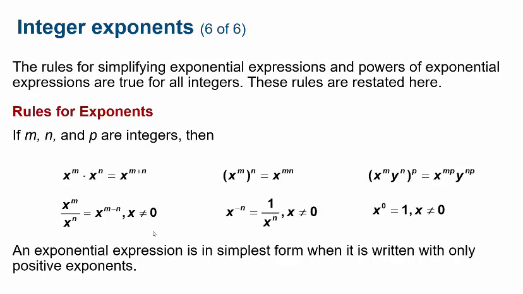The rules for simplifying exponential expressions and powers of exponential expressions are true for all integers. So here are all the rules that we have talked about so far in this class for simplifying exponential expressions. An exponential expression is in simplest form when it is written with only positive exponents, and this is also important, when the base only occurs once. So you can't have something like x squared times x cubed. That's not in simplest form. The base only occurs once and no negative exponents.